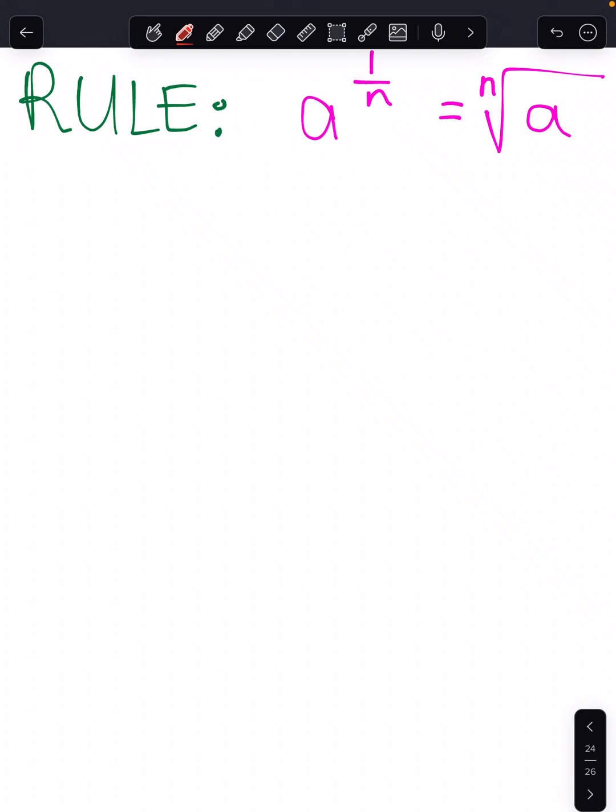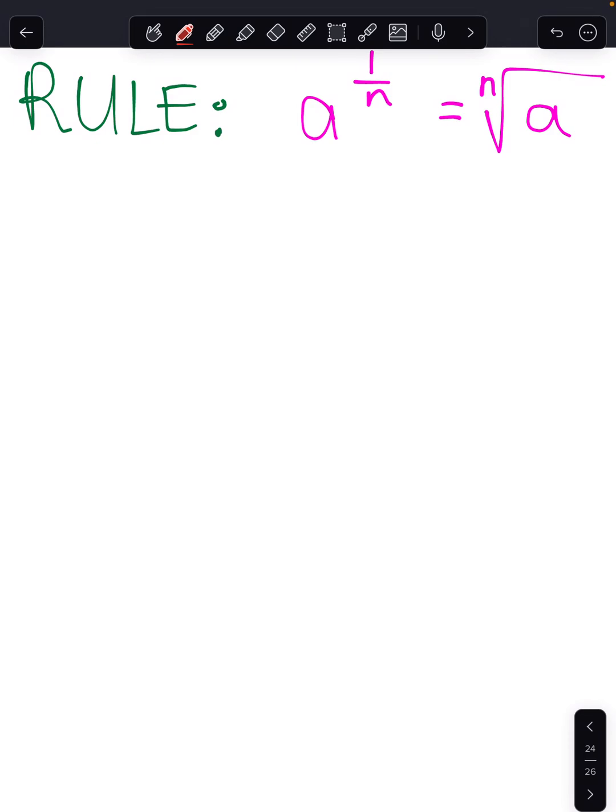Welcome to our sixth and last video in the explainer series, looking at how the rules of exponents work the way they do, or why they work the way they do. The last rule we're looking at is that a to the power of 1 over n is equal to the nth root of a.